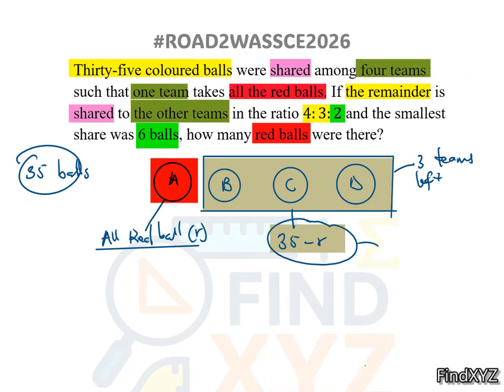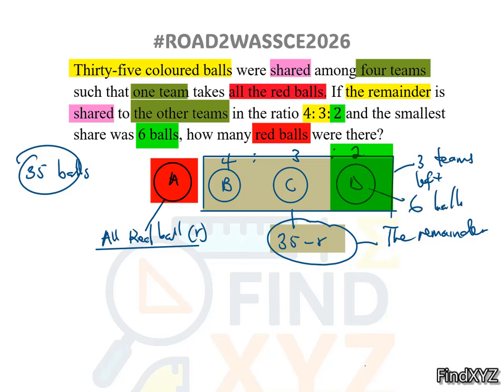But let's look at this. This is the remainder. So the remainder is going to be shared to the other teams. And what are the other teams? These are the 3 teams left in the ratio. So let's assume that this is 4:3:2. However, we have been told that the smallest share, we have a ratio of 4, we have a ratio of 3, and we have a ratio of 2. So which of them is going to have the smallest share? This team. How many balls? 6 balls. How can we find the number of red balls?